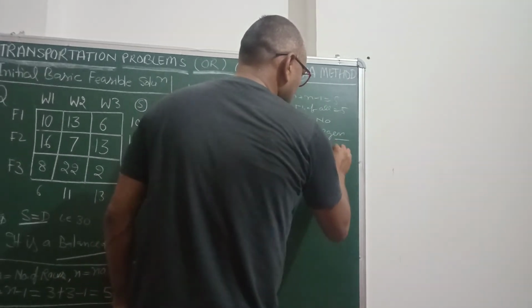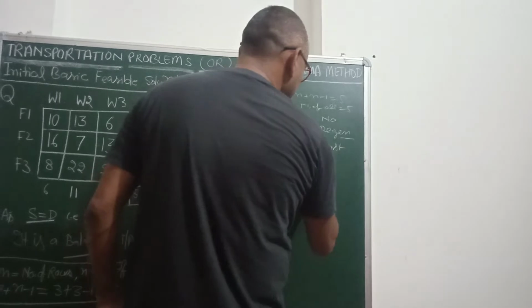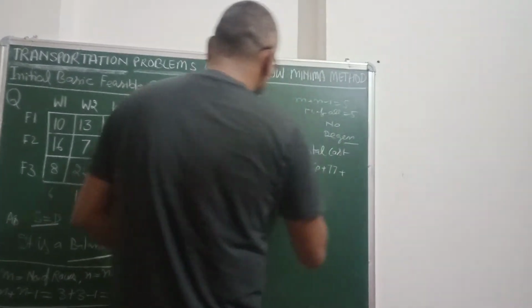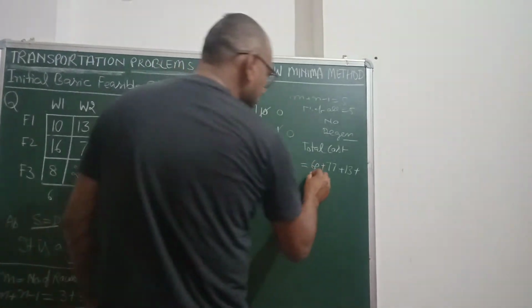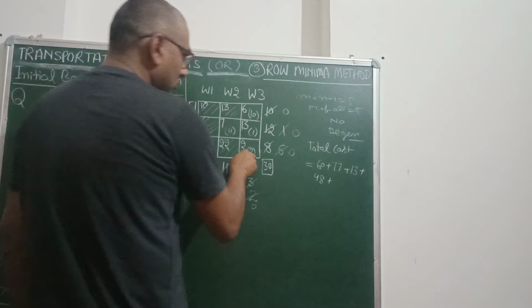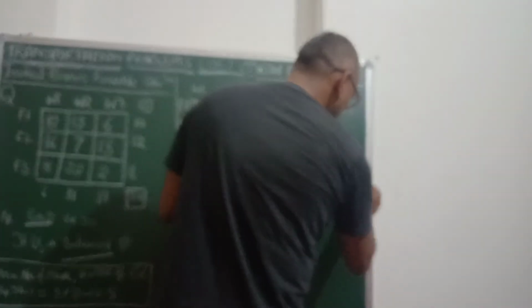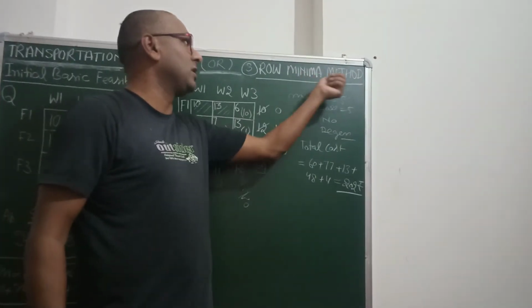Okay, so total cost, if you multiply 6 into 10, 60, then 7 into 11, 77, 13 into 1, 13, then 8 into 6, 48, and 2 into 2, 4, the amount comes out to be 202 rupees. So this is the total cost which we have received using the row minimum method.